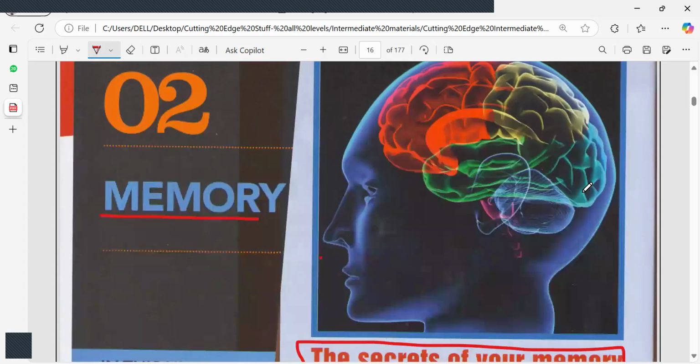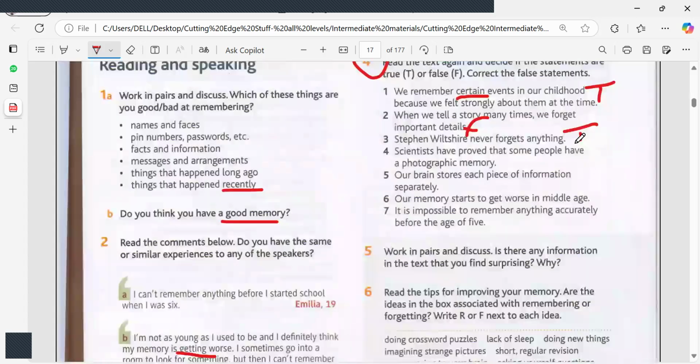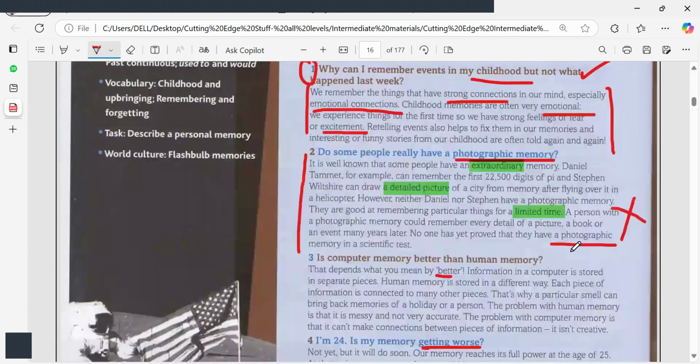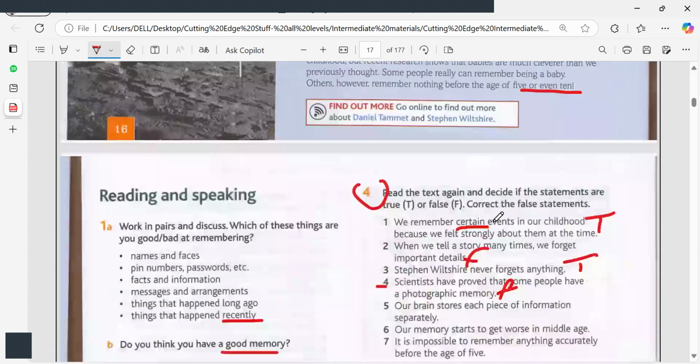True. Right. Because they have photographic memory. Yes, as I told you, I had a friend like this. Since it has proved that some people have photographic memory. True. No, not proved. Not yet. Read this paragraph 3. No one has yet proved that they have a photographic memory in a scientific test. Okay, not yet.